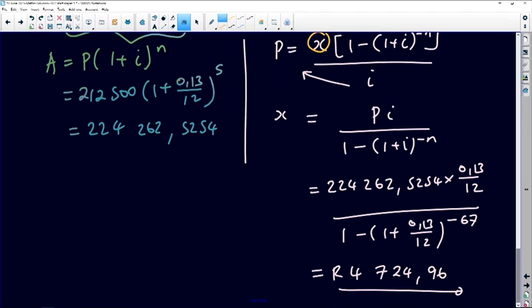Right, so this is how you will analyze questions that involve financial mathematics, talking about compound growth and compound depreciation, the future value annuity, as well as the present value annuity.